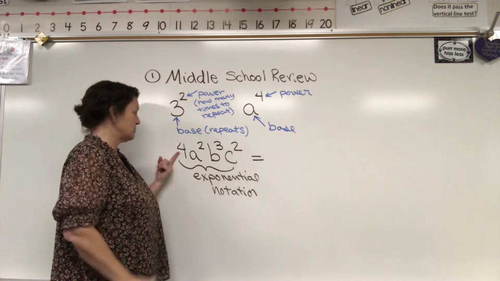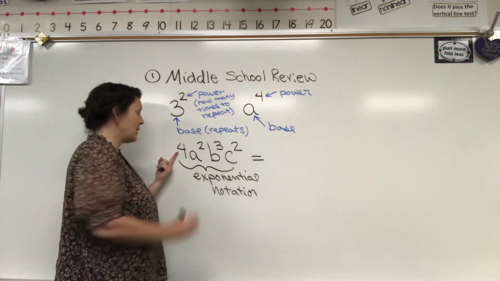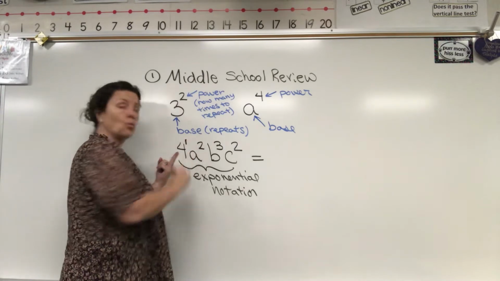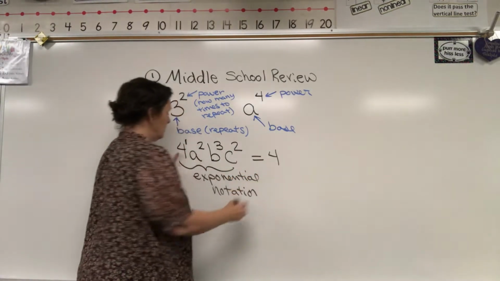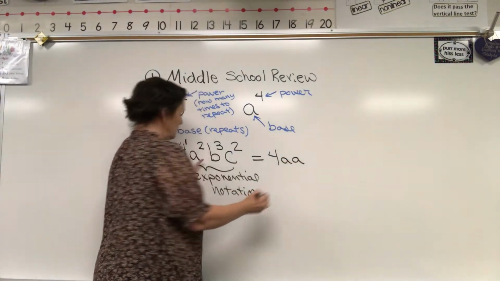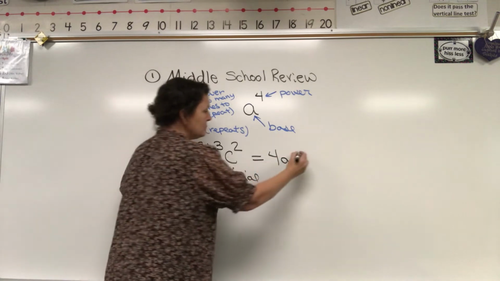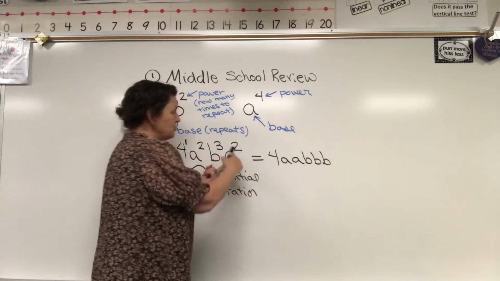So let's see what this looks like, expanded notation. So the first thing I do is I look at this 4. I wonder what his power is. Well, if you don't see a power, it's always 1. So I see 1 4. I see 2 A's. I see 3 B's. I see 2 C's.